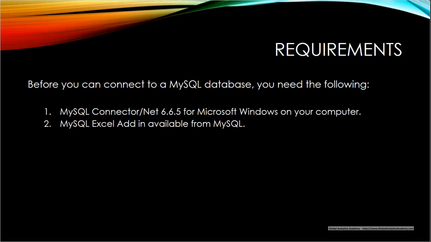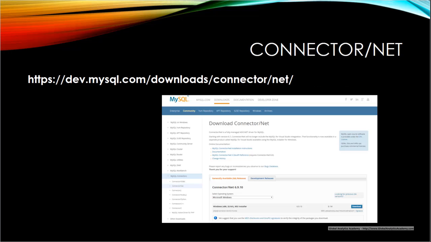One is you need MySQL Connector/NET for Microsoft Windows. The other is the MySQL Excel add-in. That's also available from the MySQL site. To download the connector, go to dev.mysql.com and under the downloads, you'll see the Connector/NET option. Go ahead and download it. If you have done a typical install, then you should already have this, but go ahead and download it again. It's not going to harm anything.